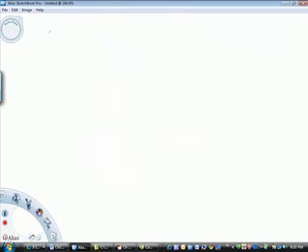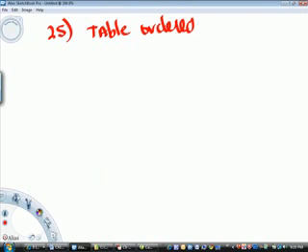Okay, problem 25 on the test is one of the frequently missed questions. And problem 25, it says create a table, okay, of ordered pairs. This is what the problem says. You have to read these closely. Of ordered pairs.